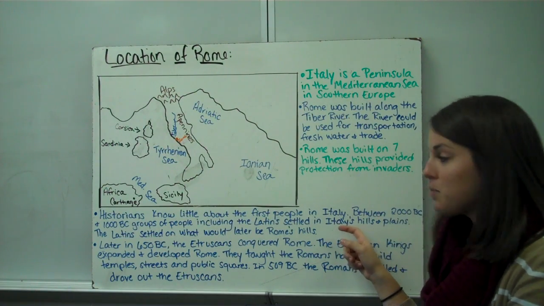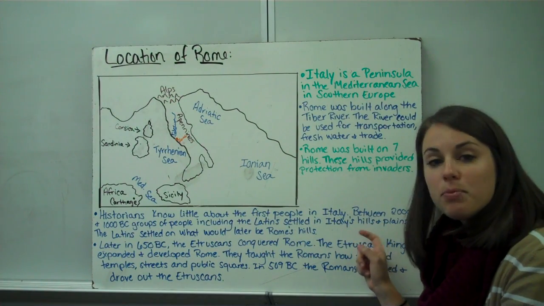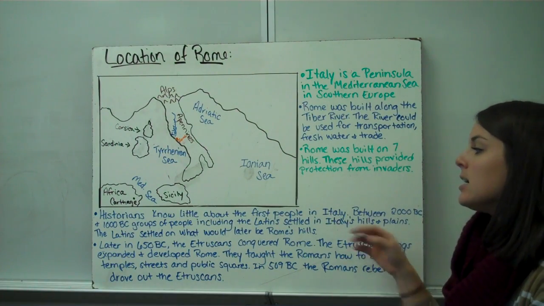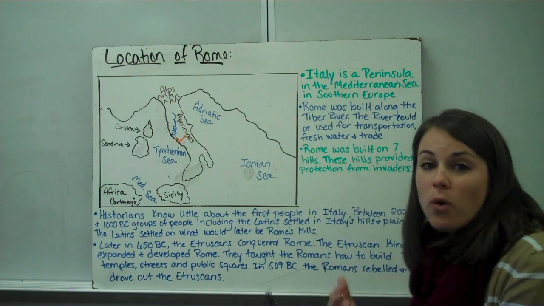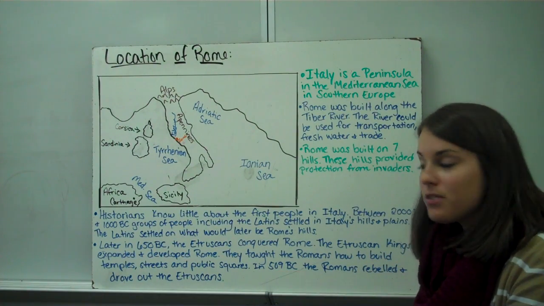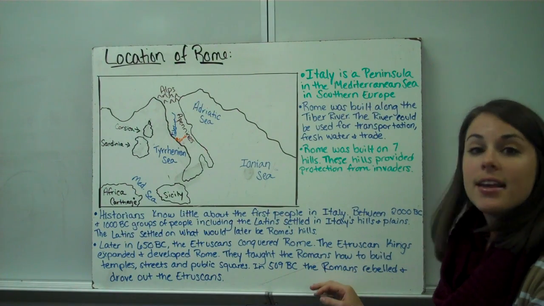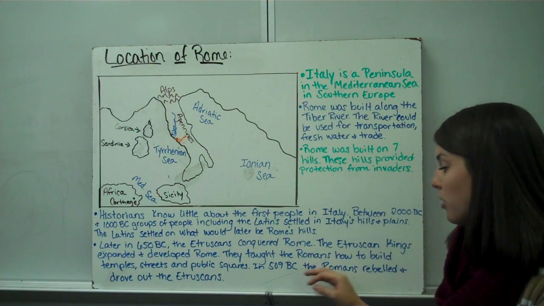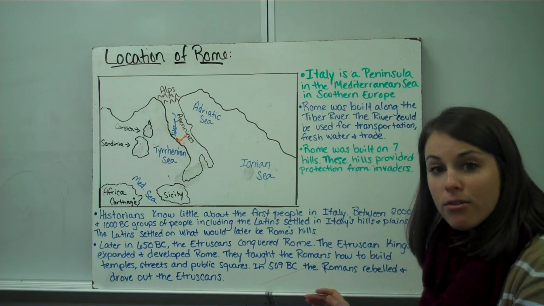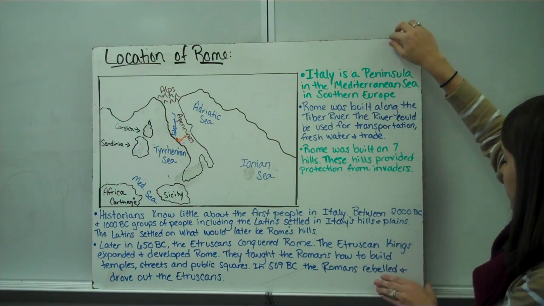Historians know little about the first people of Italy. Between 2000 BC and 1000 BC, a group of people, including the Latins, settled in the plains and hills of Italy. The Latins settled on what would be Rome's hills. Later, in 650 BC, the Etruscans conquered Rome. The Etruscan kings expanded and developed the city of Rome. They taught the Romans how to build temples, streets, and public squares. In 509 BC, the Romans rebelled and actually drove out the Etruscans.